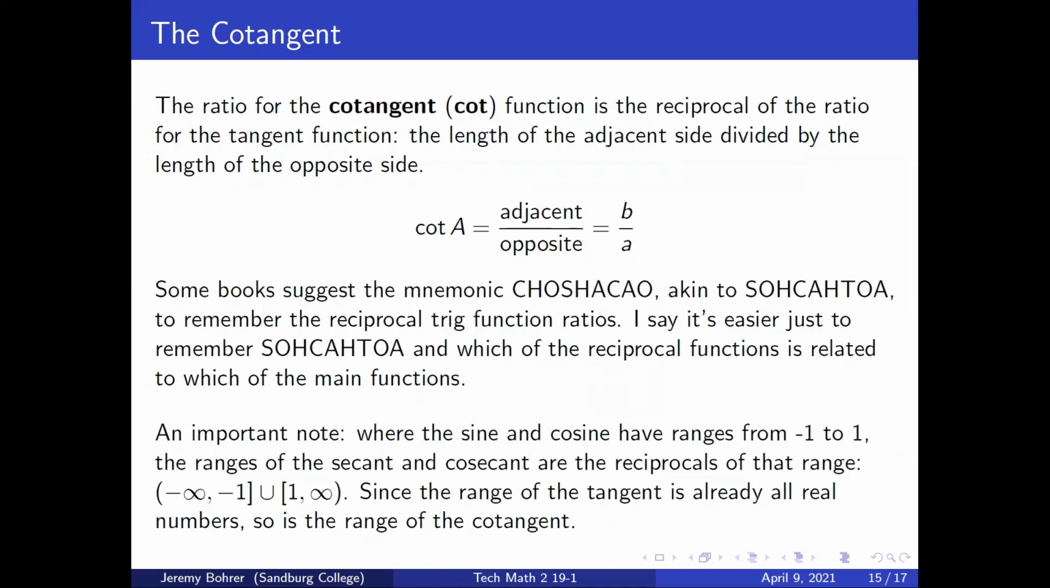Some books suggest the mnemonic "cho-sha-cow," akin to SOHCAHTOA, to remember the reciprocal trig function ratios. I say it's easier just to remember SOHCAHTOA and which of the reciprocal functions is related to which of the main functions. An important note: where the sine and cosine have ranges from -1 to 1, the ranges of the secant and cosecant, the reciprocals of that range, are from -infinity to -1 and 1 to infinity. Since the range of the tangent is already all real numbers, so is the range of the cotangent.